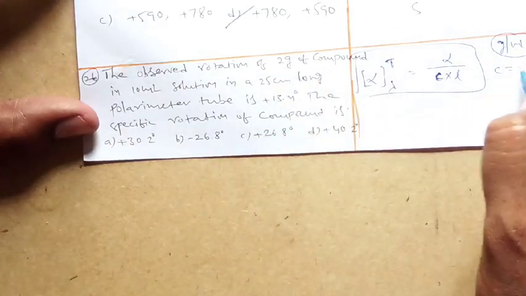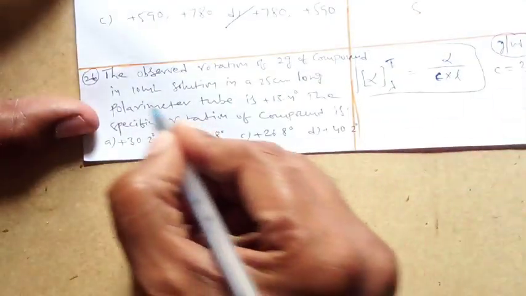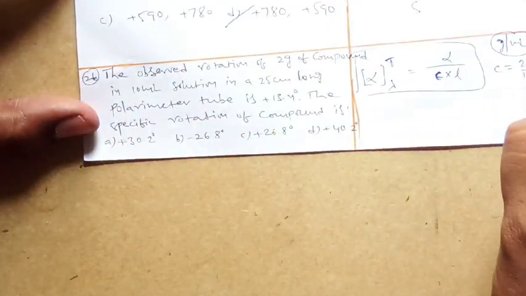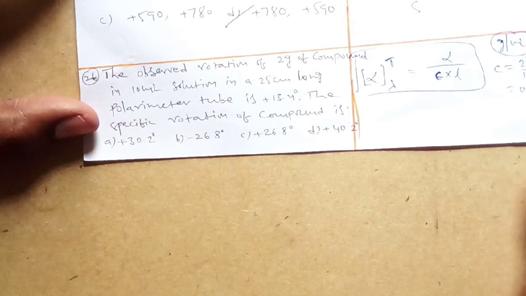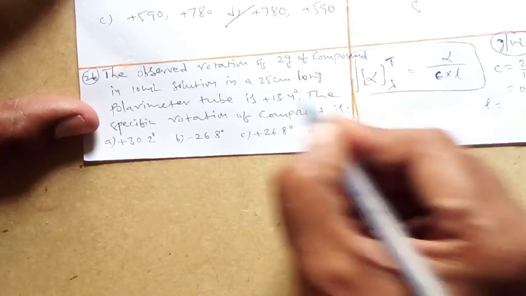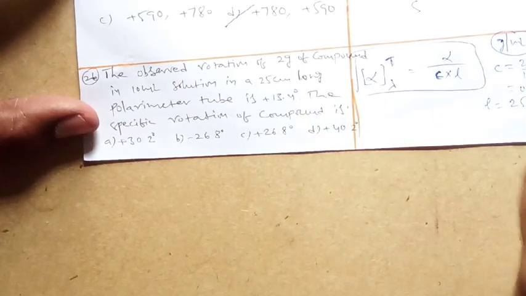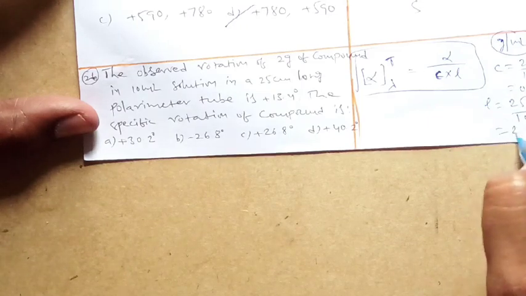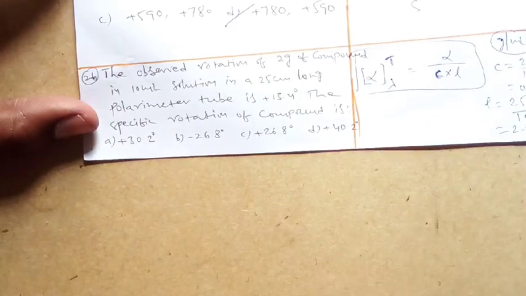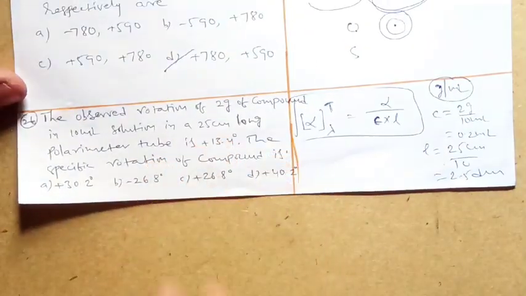Concentration equals weight, which is given as 2 grams, divided by volume, given as 10 ml. So we get 0.2 gram per ml. Length is given as 25 centimeters, but as per the criteria we must consider decimeters. That is why 25 divided by 10. What do we get? 2.5 decimeters. Is it clear?